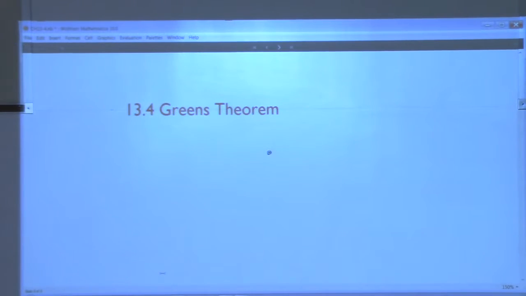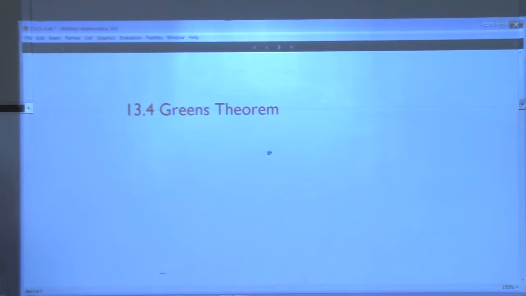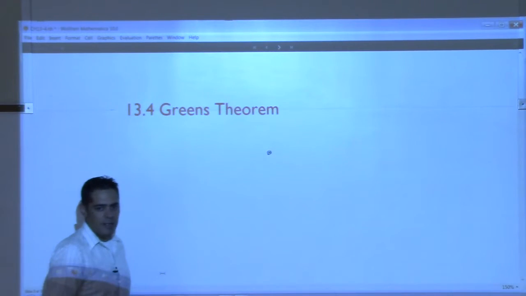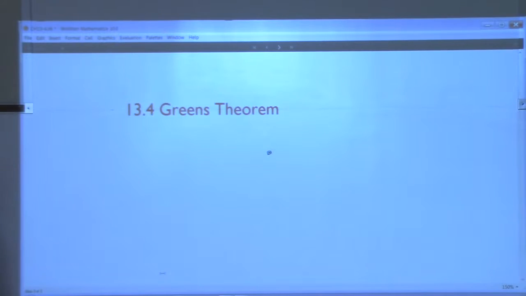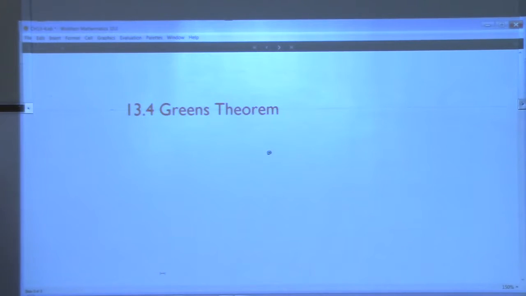So there's a few theorems at the end of this book that are just like, whoa, okay? And this is one of them. There's Green's, there's Stokes's, and then there's the divergence theorem. Those are the three big ones. This is the first one. This theorem is just, I hope you will agree, mind-boggling.